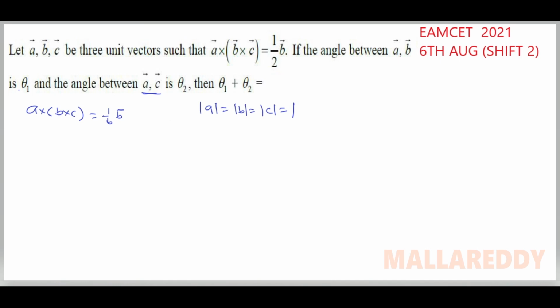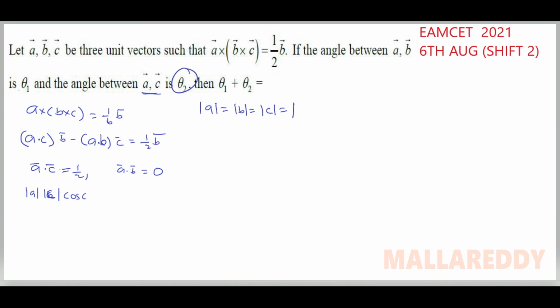So we know that a cross b cross c, that is a dot c into b bar minus a dot b into c bar, is equal to half b bar. Equating b bar coefficients, that is a dot c is equal to half. And equating c bar coefficients, that is a dot b is equal to 0. So we know that a bar dot c bar is mod a mod c into cos of the angle between a and c, that is theta 2.